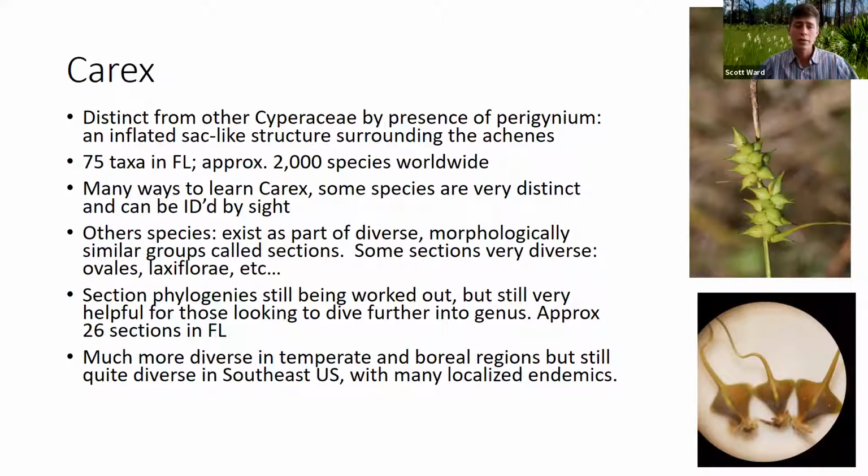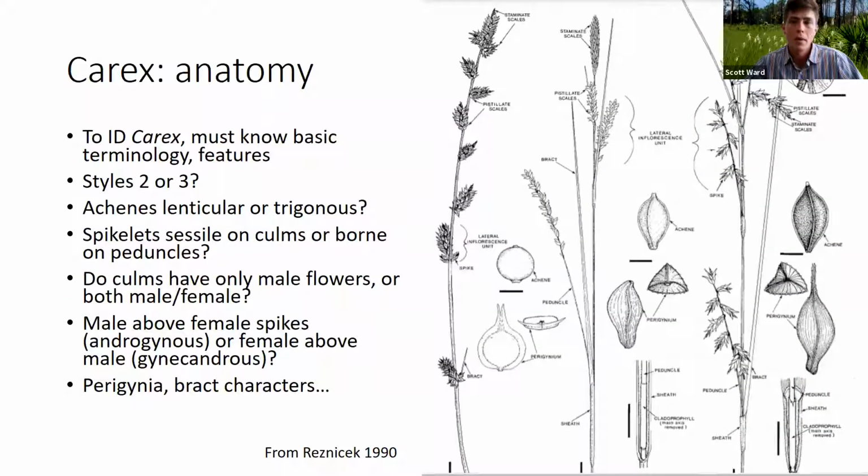As I mentioned earlier, Carex is much more diverse as you get into temperate, kind of cooler areas, especially these radiations in forests. But Carex is still pretty diverse in the southeastern United States, even with some localized endemics, so plants that are found in some areas and nowhere else.